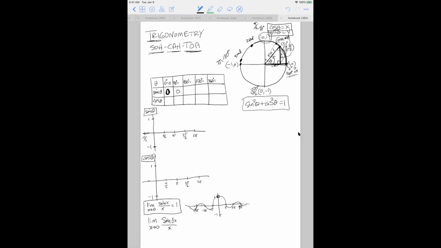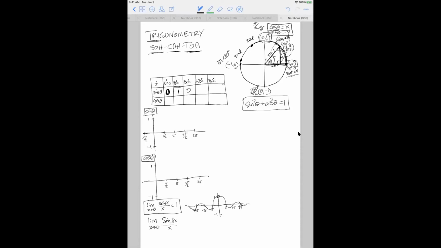The y value is 0. We're right here. At 0 degrees, we're right there. It's 0. At 90 degrees, we're up here, and the y value is 1. 180 degrees, we're back to 0.